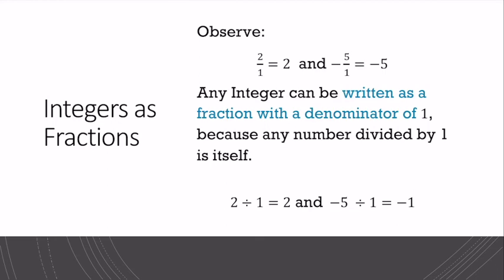Friendly reminder that I can write any integer, right, that's any negative number, any positive whole number, as a fraction with a denominator of 1, right? Because any number divided by 1 is itself. And this can come in handy when we get to multiplying and dividing fractions.